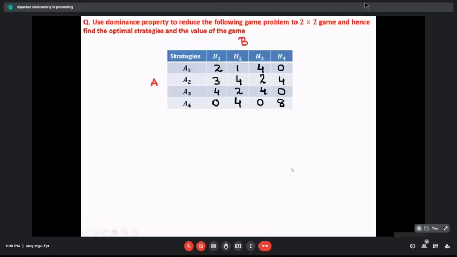Okay. First note down the problem and then again I'll explain how to solve that. Again, we have to use the dominance property to reduce the following game into a 2 cross 2 game. And hence, you have to find the optimal strategies and the value of the game. So the solution of the game means, remember always, it is the optimal strategies as well as the value of the game.